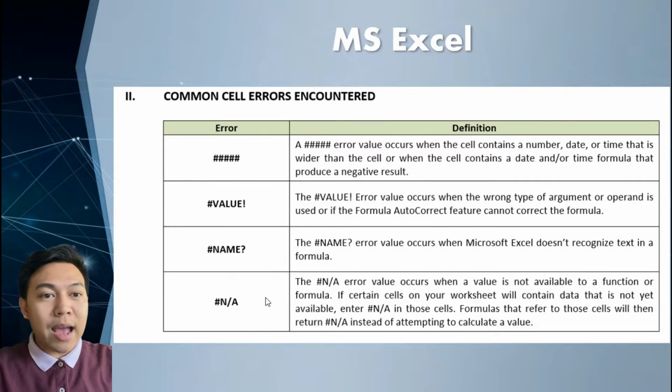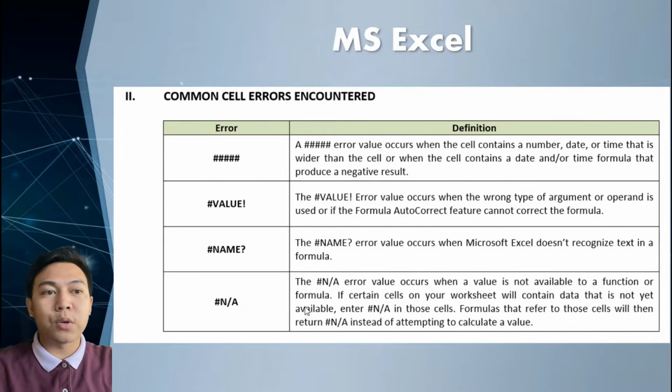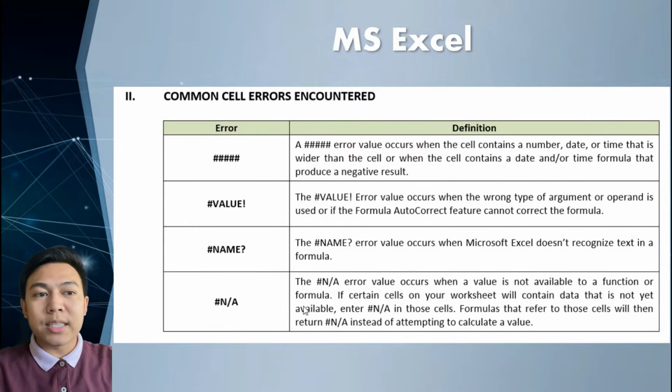Okay, and we also have here the N/A error, meaning this occurs when the value is not available to a function or formula. So what you just need to do if you see this kind of error is place the value in that particular cell. So we have the common cell errors: the hashtag error, the value error, the name error, and the N/A error.